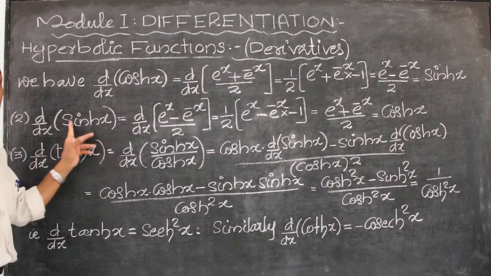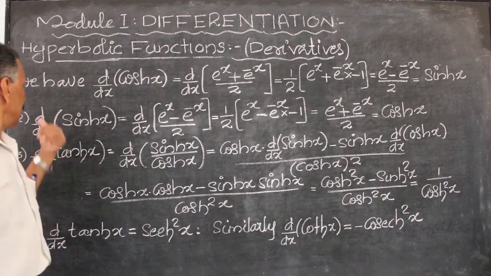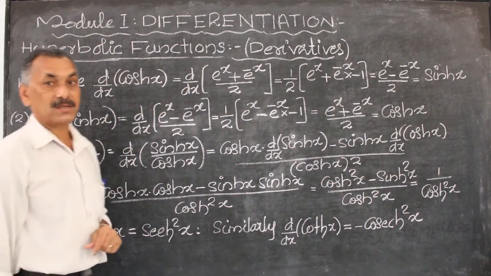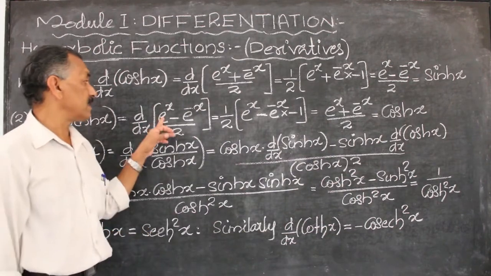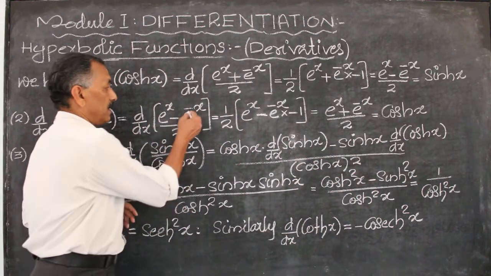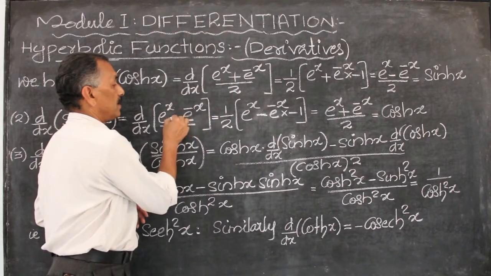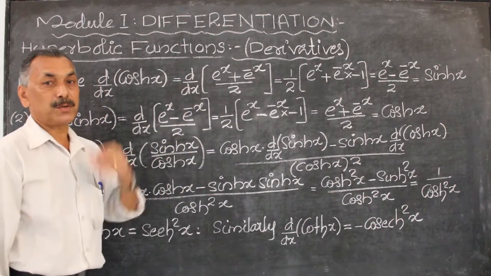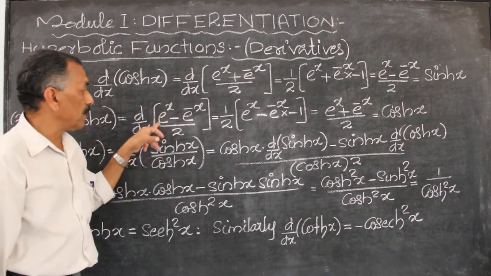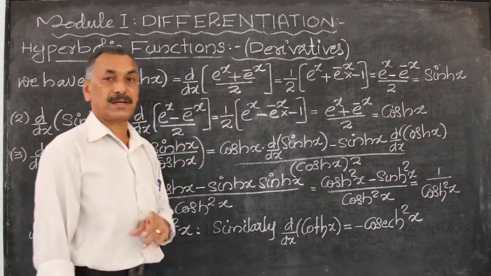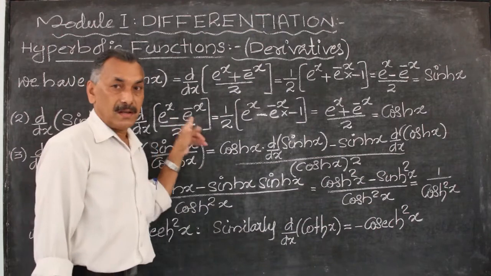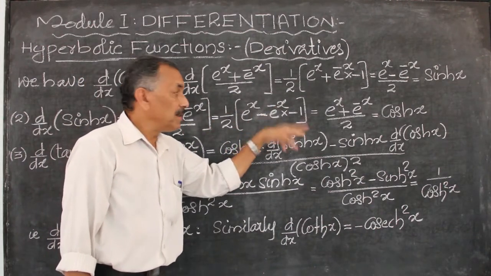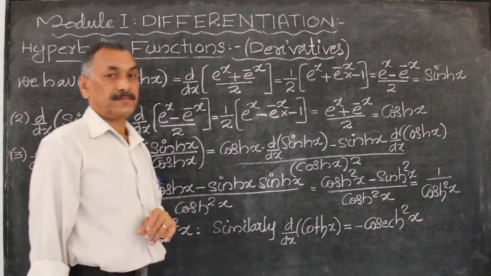Similarly, let's consider the derivative of sinh x. d/dx of sinh x. What is sinh x? (e^x minus e^(-x)) divided by 2. That is equal to 1/2 times, taking 1/2 outside, the derivative of e^x minus the derivative of e^(-x). The derivative of e^(-x) is e^(-x) times the derivative of -x, which is minus 1.